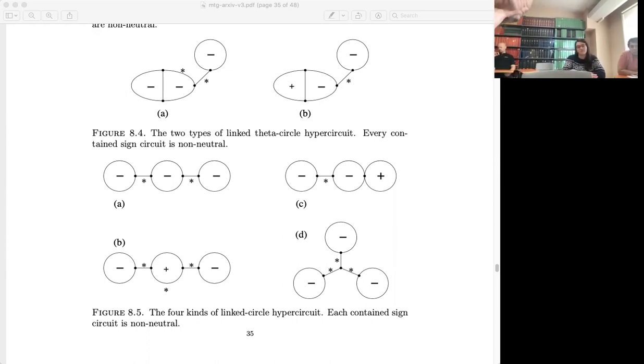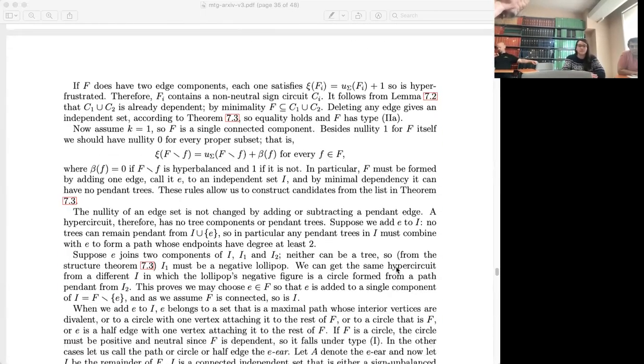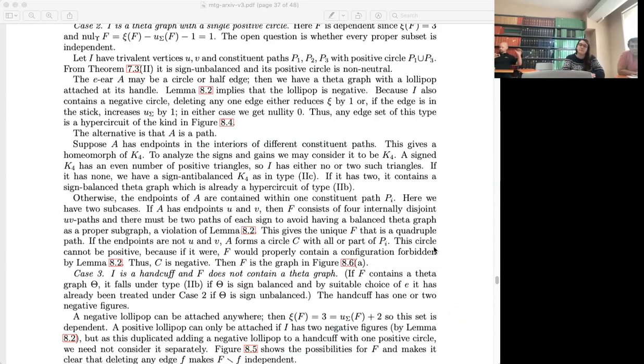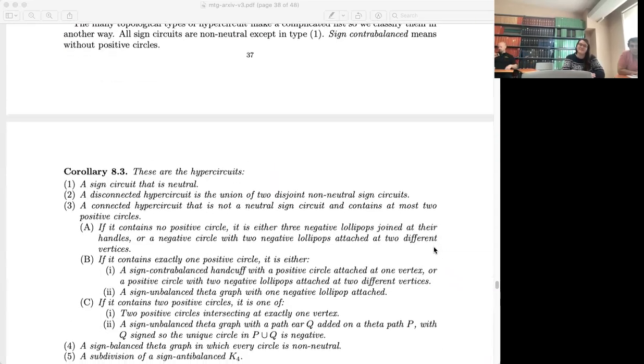And let's see, is there another figure? I think there might be another one, but I'm not sure. It looks like yes, there's another one. Okay, there are 2 more. And you notice a K4 finally got in there. K4 had to show up. And I think that's the complete list. So we call those hypercircuits so as to distinguish sign circuits from hypercircuits. Anyway, I think if you go to the next page, you won't find any more. And I was right.